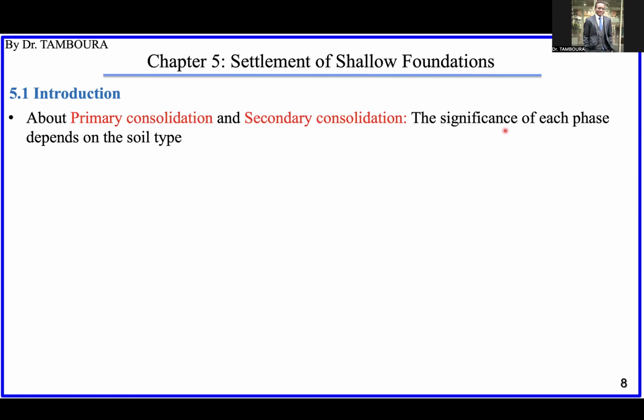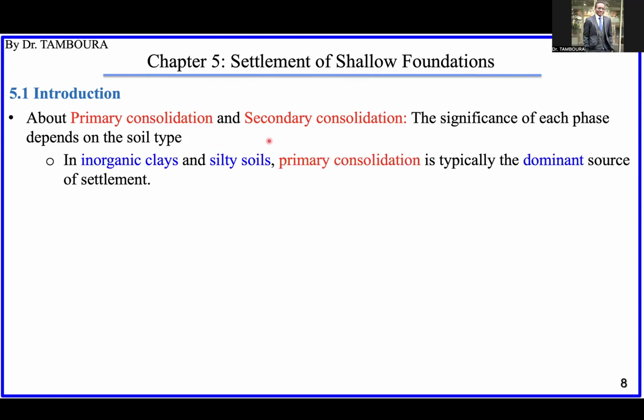So the significance of each of these phases depends on the type of soil. If you go to cohesive soil as well, the primary and secondary consolidation happen differently depending on the type of cohesive soil. If you take, for example, an inorganic clay or silty soil, the primary consolidation is typically dominant. It means the secondary consolidation almost doesn't exist.